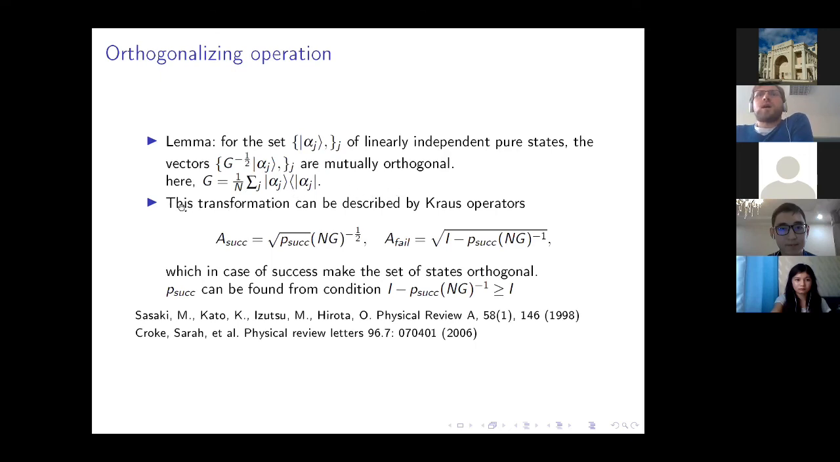That means that we can make a transformation which consists of two Kraus operators. The first one corresponds to success, and actually it changes the states like in this lemma. And the other outcome is fail, which means that the operation failed. The states are not mapped onto the set of orthogonal states. So this transformation either makes the states orthogonal or it destroys them. Success probability can be found from the condition that the expression within the square root must be non-negative. So that is the boundary for the success probability for this operation.